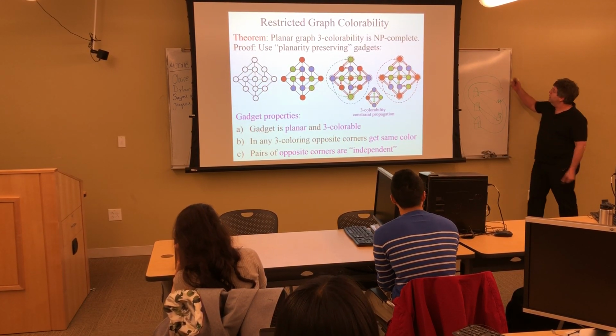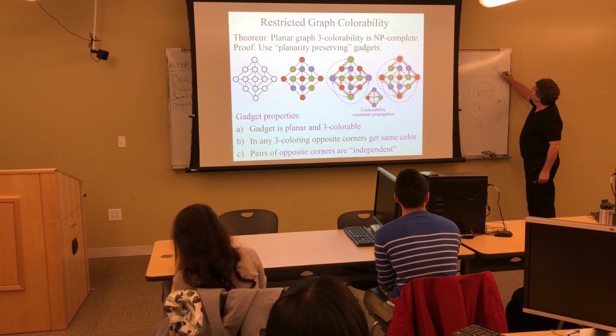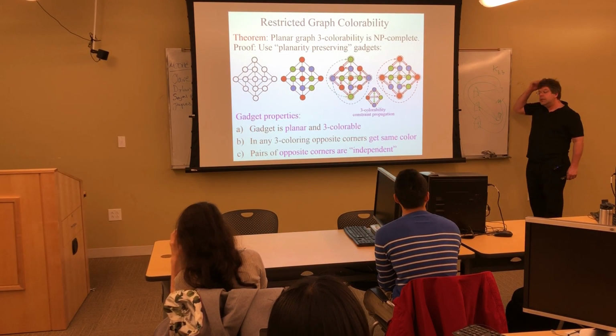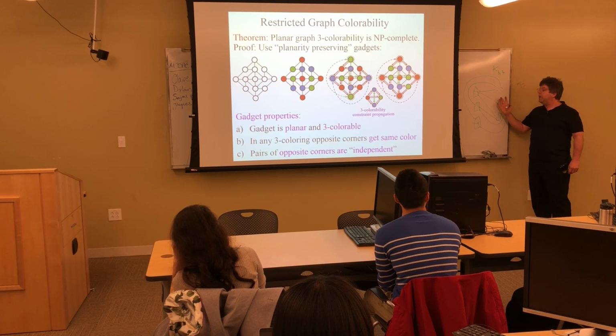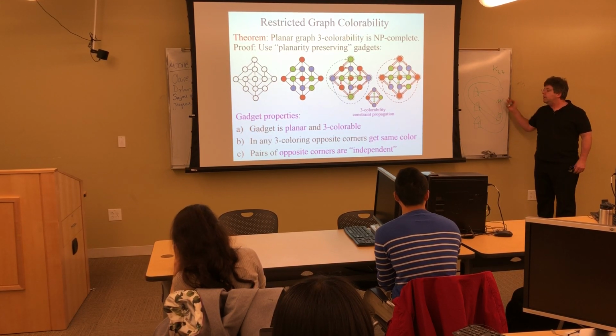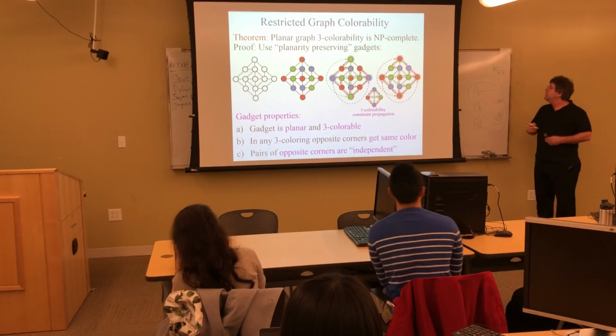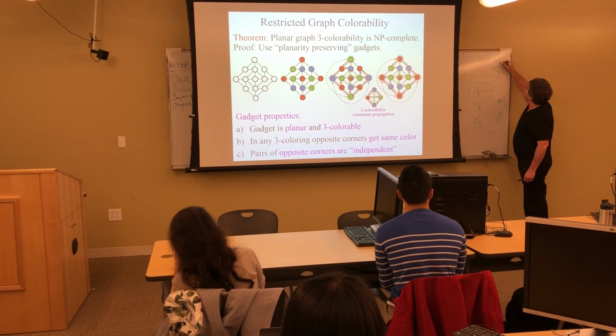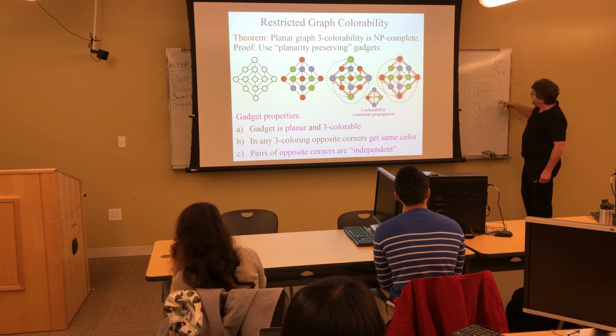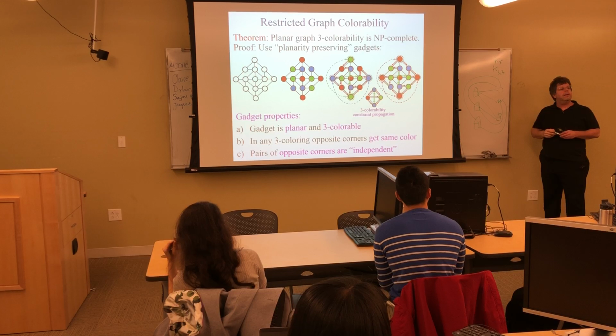And you can show that K33 is not planar. This will be the complete bipartite graph on two sets of three nodes. So we already mentioned that K5 is not planar. And now we're saying K33 is not planar.